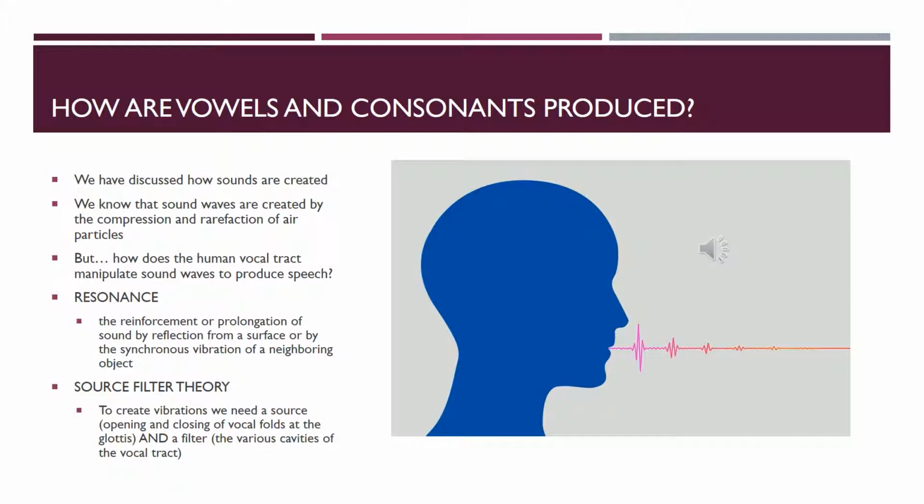So we've already discussed how sounds are created, and we know that sound waves are created by the compression and rarefaction of air particles. But how does the human vocal tract manipulate those sound waves to produce speech? Well, in order to answer that question, we need to know a little bit about resonance and the source filter theory. I've defined those terms here on this slide, but we'll go into them in a little more depth on the following slides.